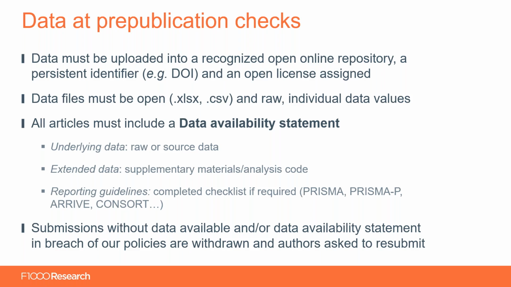And the data statement at the end of the manuscript must include underlying data, so raw or source data, whether the data has been reused from a source or generated by the authors. And any supplementary materials must be in a repository as well and cited as extended data, as well as any completed reporting guidelines, checklists like PRISMA or CARE if they are applicable. And essentially submissions without a data DOI and/or a data availability statement are in breach of our policies, and we will withdraw the article and ask authors to resubmit it.